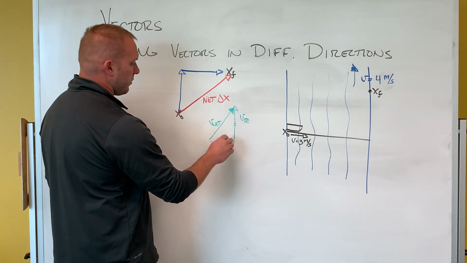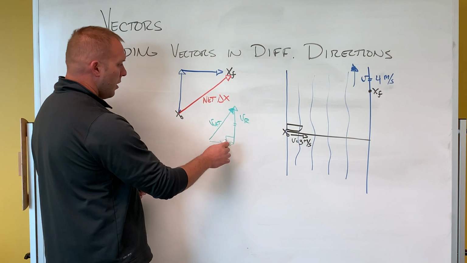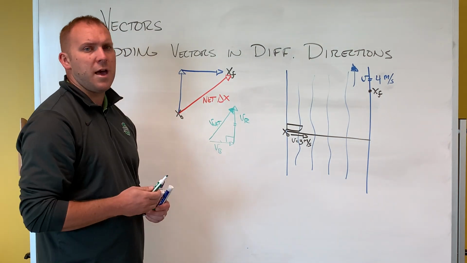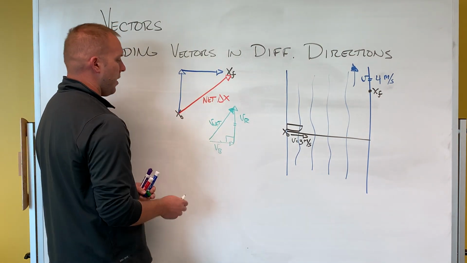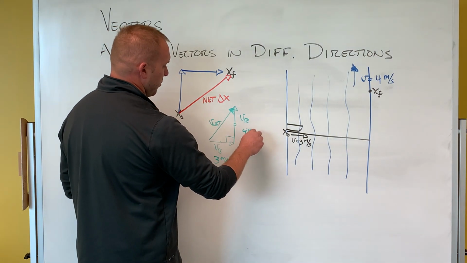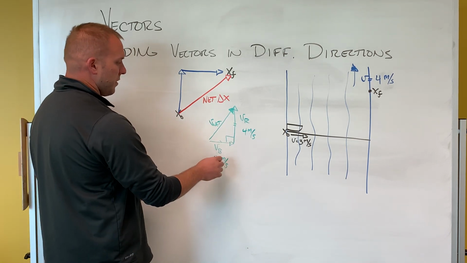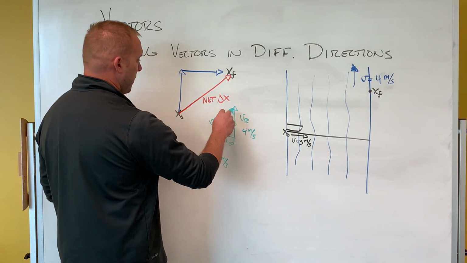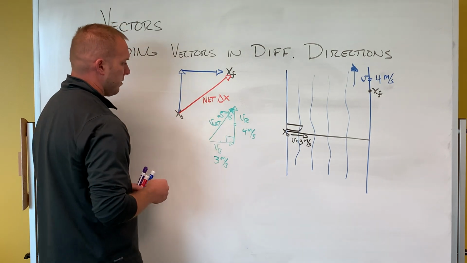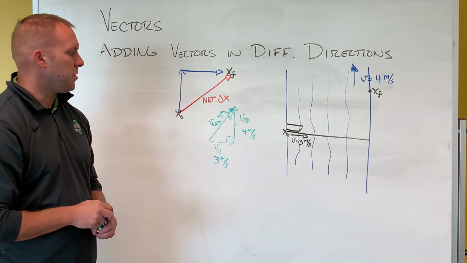Whenever we add vectors, we really like them turning into right triangles, because in this case now I can just do Pythagorean's theorem to determine my net velocity. If this is 3 meters per second, and this is 4 meters per second, I can do a squared plus b squared equals c squared, or I can see that this is a 3, 4, 5 meters per second triangle. So my net velocity is actually 5 meters per second.